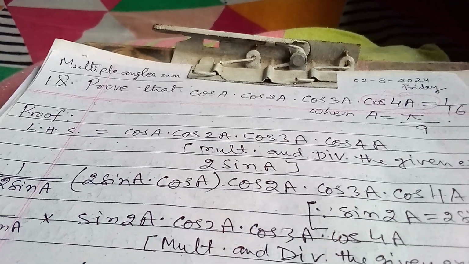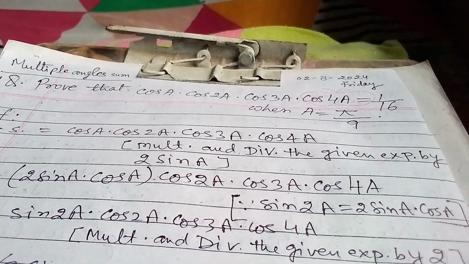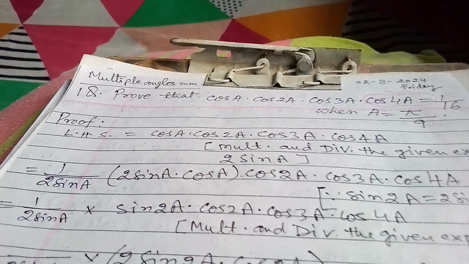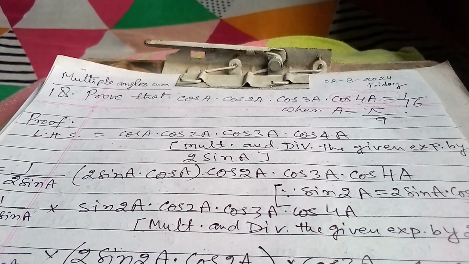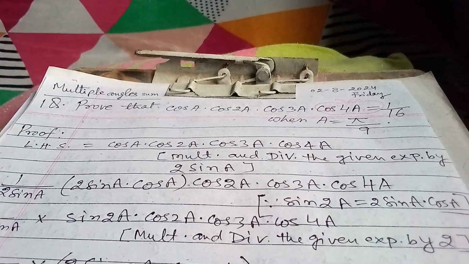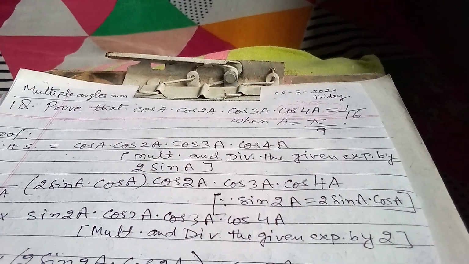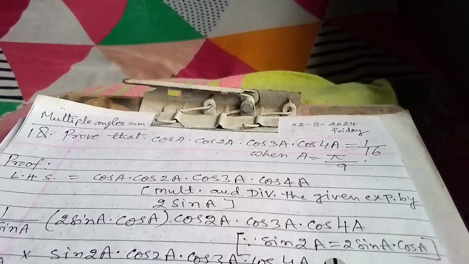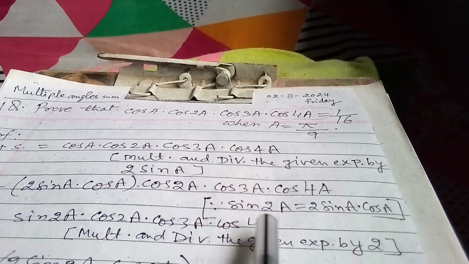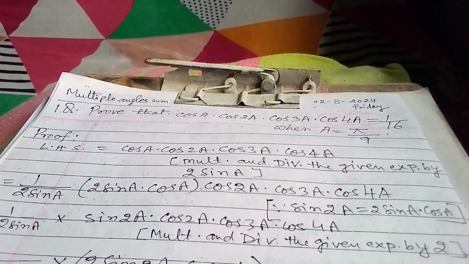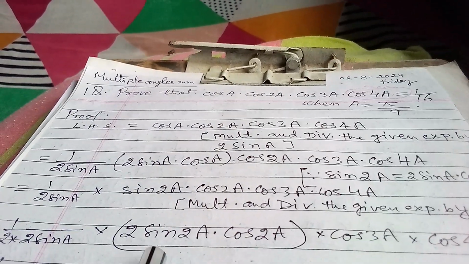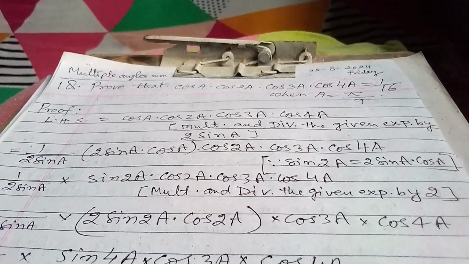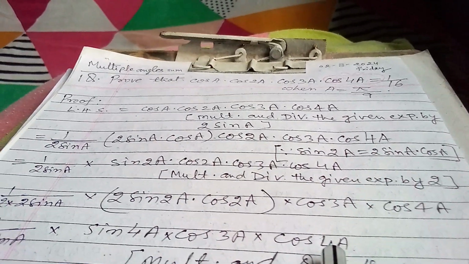Now again we multiply and divide the given expression by 2. So here 1 by 2 into 2 sin A, and here 2 into sin 2A into cos 2A. We are writing this together into cos 3A into cos 4A, and here you know that 2 sin A into cos A is sin 2A. So here in place of A it is 2A, so it becomes sin 4A. So in place of 2 sin 2A into cos 2A, we write sin 4A into cos 3A into cos 4A.